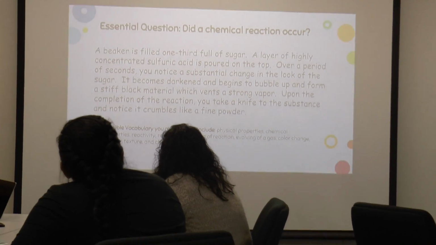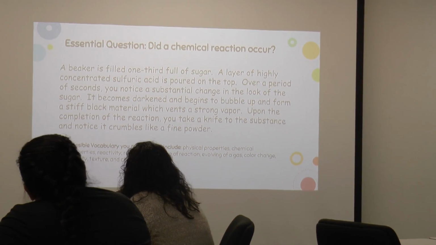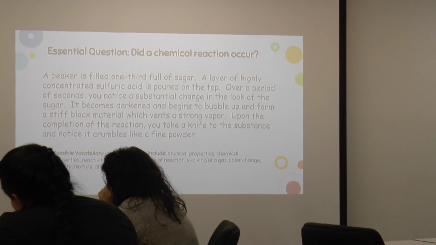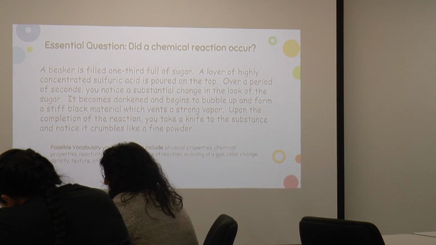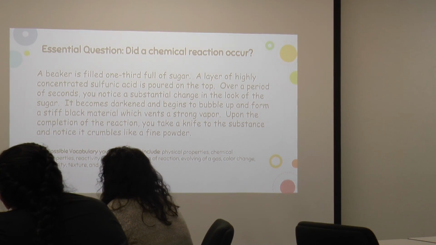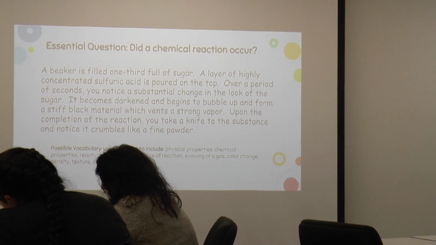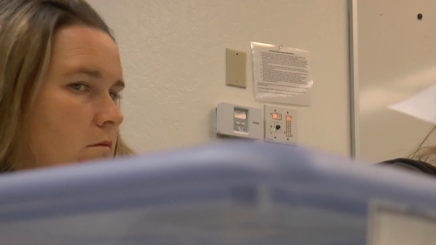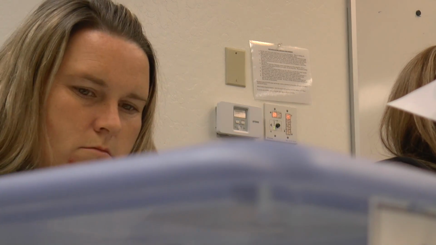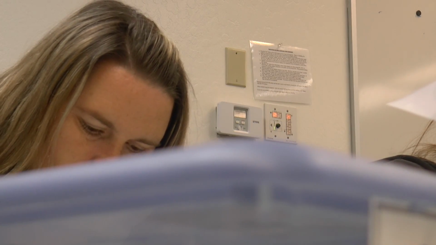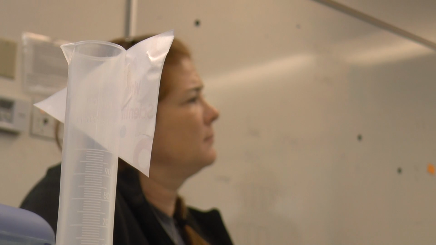The essential question is, did a chemical reaction occur? So what I would like you to do right now is use your background knowledge of chemical reactions and write what you think would be evidence of chemical reactions. What is your background of chemical reactions? The differences between a physical change and a chemical change. There is possible vocabulary that you may want to use if you want to help start your thinking: physical properties, chemical properties.